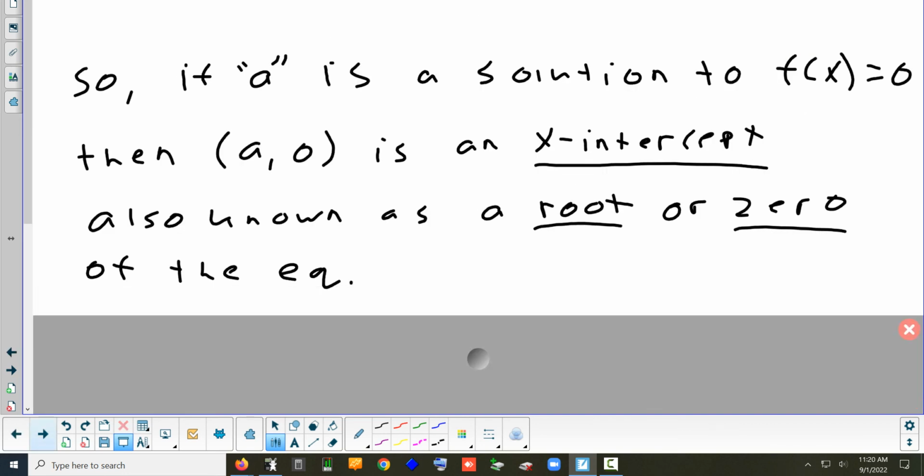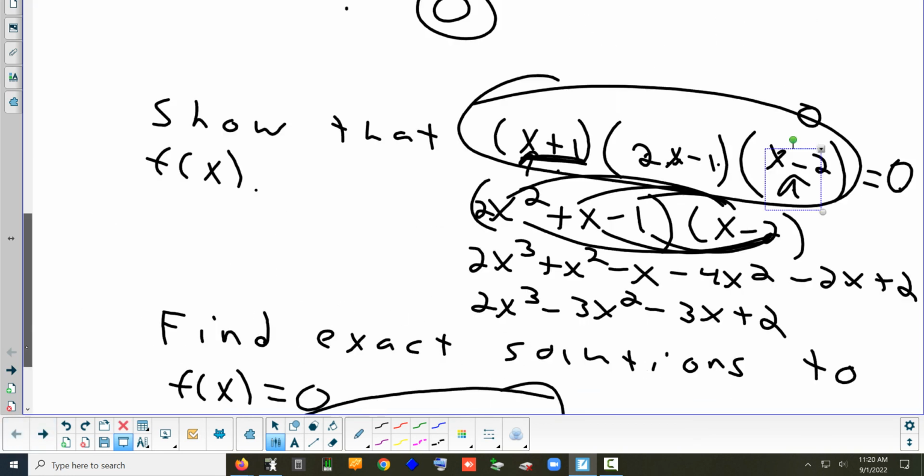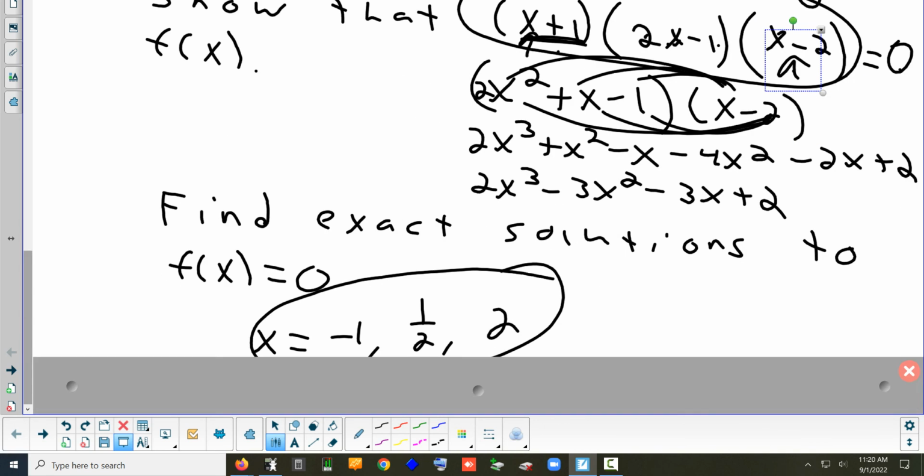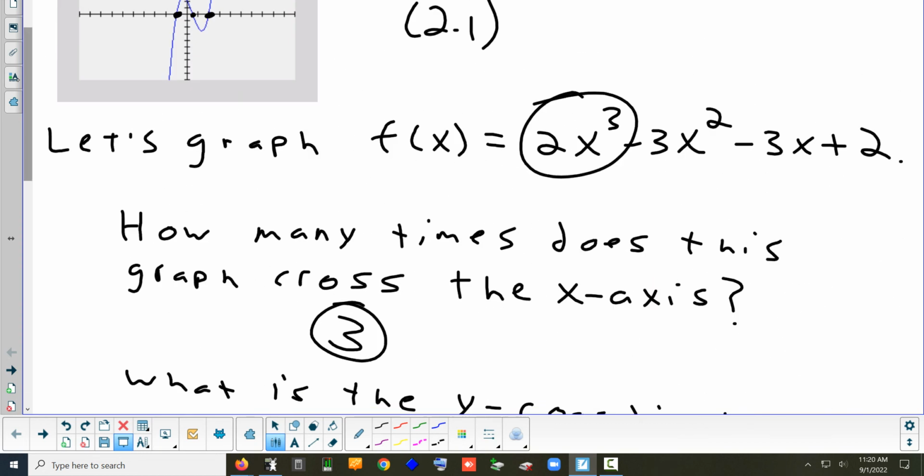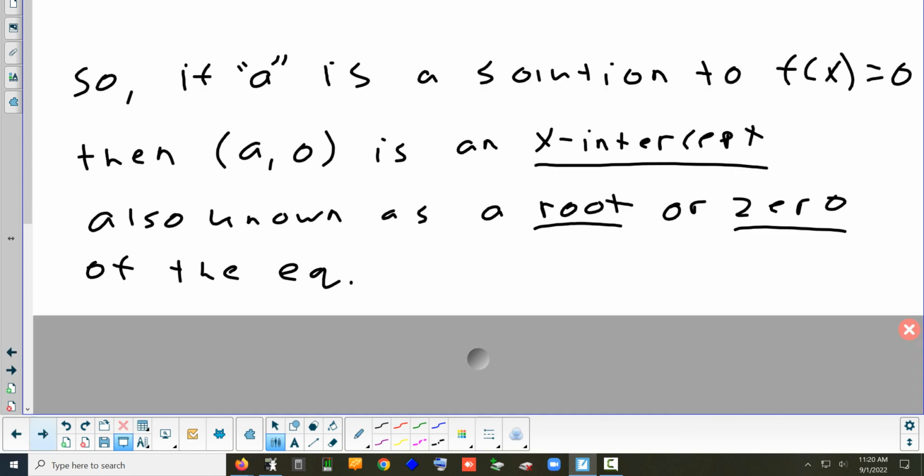So if you find a number that is a solution to the equation f of x equals 0, just to look back at our last one, we found three solutions. Negative 1, 1 half, and 2 are all numbers that you could plug into this formula and get a result of 0. Those numbers are what we call the roots of the equation. They're also called the zeros. And if you write that number in coordinate form, that number, comma, 0, then you've just written the location of an x-intercept. So it's really three different words that mean the same thing.